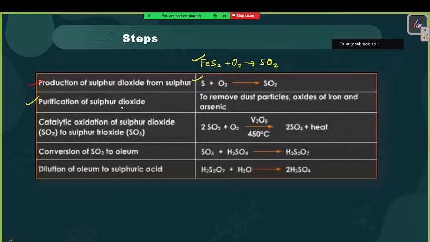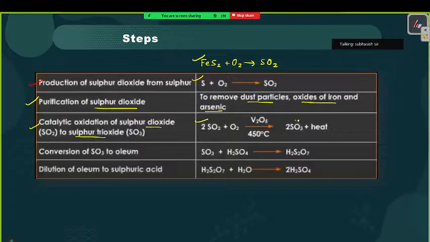In the second step, the sulfur dioxide that is produced should be purified. Several steps are there to remove dust particles, and to remove oxides of iron or arsenic, etc. How to remove them, we should discuss. Now the next part, the catalytic oxidation of sulfur dioxide to sulfur trioxide.